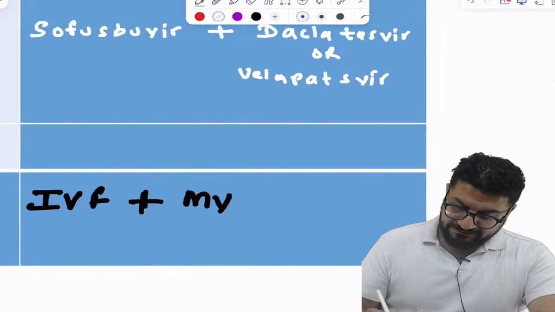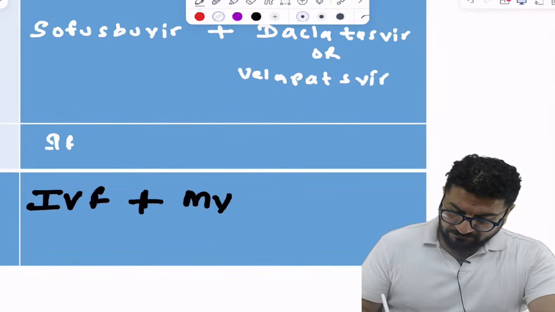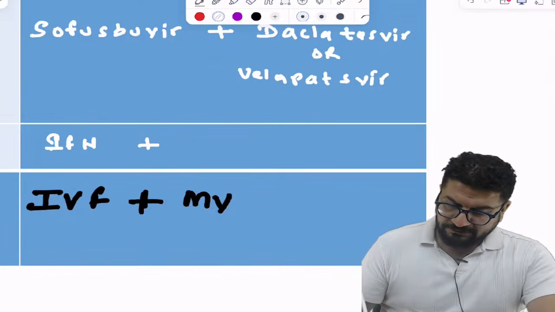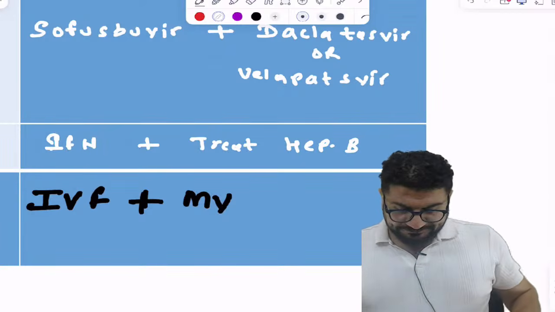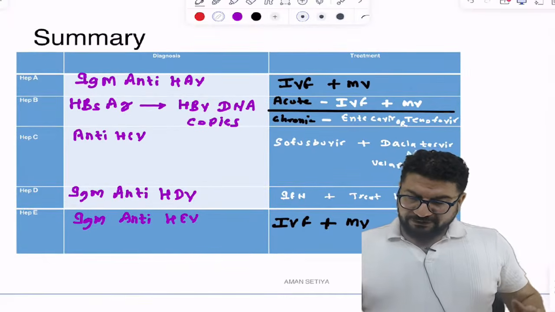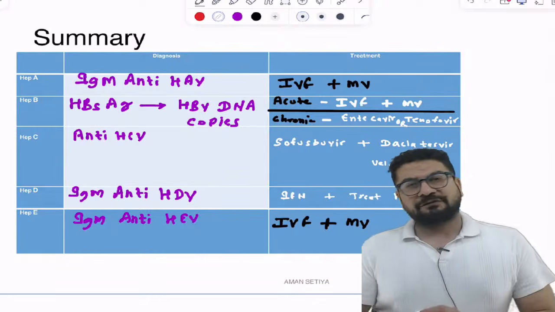In hepatitis D, what do we use? We use interferons, plus we have to treat hepatitis B, because D occurs along with B. So this is the summary of treatment of different types of hepatitis which you have to remember before your exam.